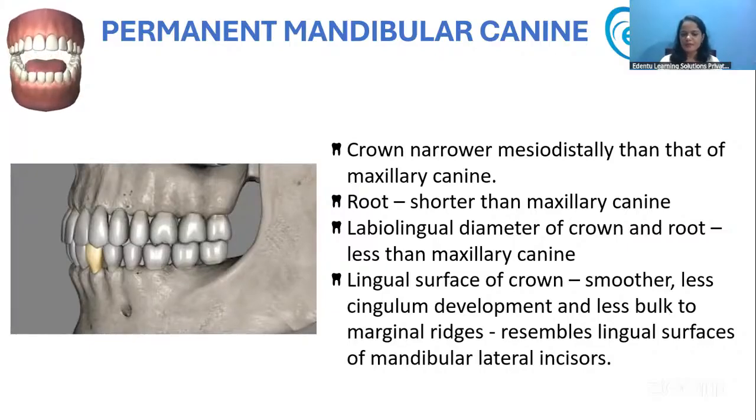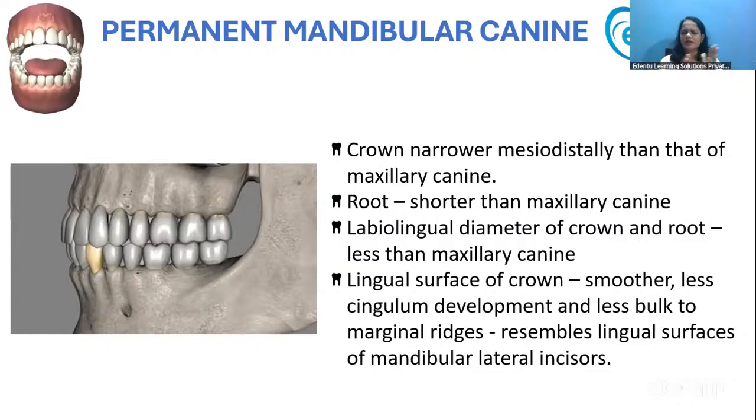Now we are moving on to the mandibular canines. I had mentioned in bits and pieces the differences between the maxillary and the mandibular canine, but here we will discuss the mandibular canine in more detail. The crown is very narrow mesiodistally and appears a little bit longer cervicoincisally. The root of the mandibular canine is shorter than that of the maxillary canine, but the crown is a little bit longer when compared to the maxillary canine. The labiolingual diameter is also less.